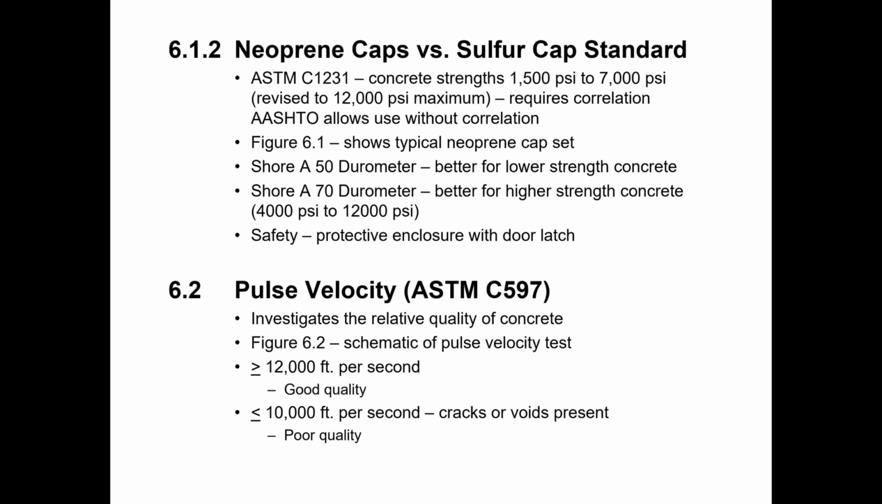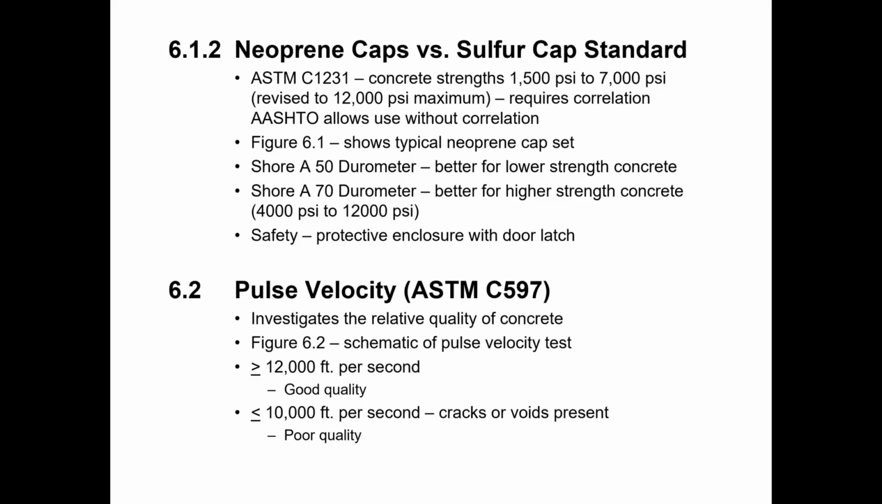For the higher durometer pad at strengths above 7,000 psi, the pads should only be used 50 times, so flipped after 25 uses. What some plants do is they have two different sets of end caps. One set is for stripping strengths, and they have 50 durometer pads. And then the other set of end caps is for 28-day strength, and they have 70 durometer pads. And so based on the anticipated strength of the concrete, they will choose which set of caps is most appropriate.